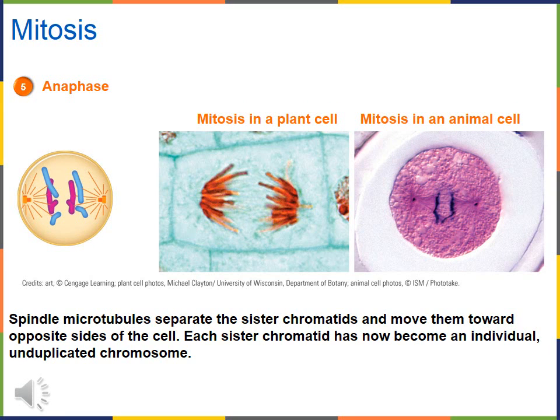Now we get to the fun part. We are in anaphase, and anaphase is where the microtubules are going to take each chromatid and pull them towards the poles. Pull them towards left and right there. Pull them towards each other. Okay, so we're starting to pull apart. And that's anaphase. And you can see again in the plant cell it looks really amazing, and in mitosis now they're separated.